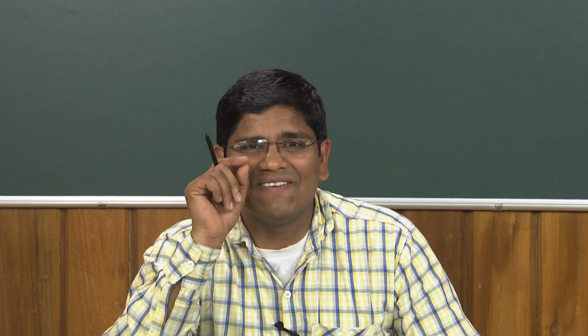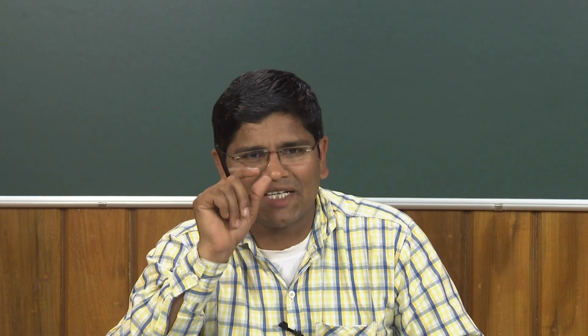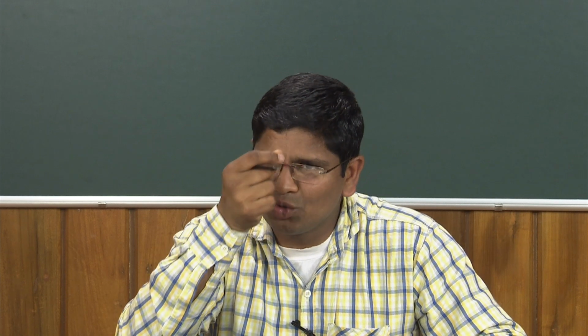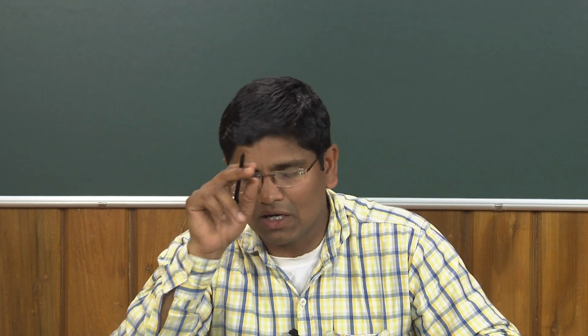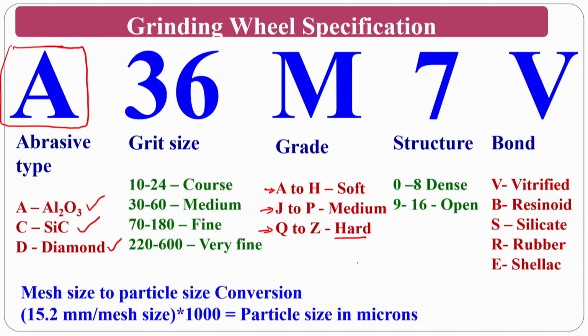If your mesh number is very high for the same area, that means the particles passing through that mesh will be very small. That means your abrasive particle size is inversely proportional to your mesh size. Normally there is a formula: 15.2 divided by mesh size, multiplied by 1000, gives your abrasive particle size in micrometers.